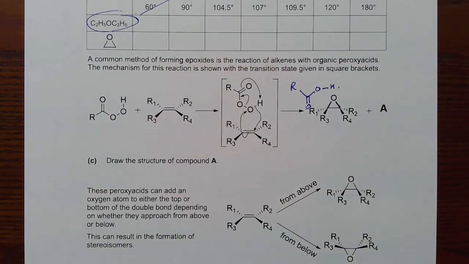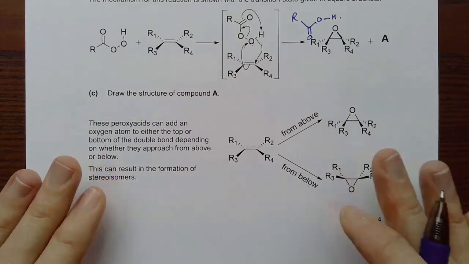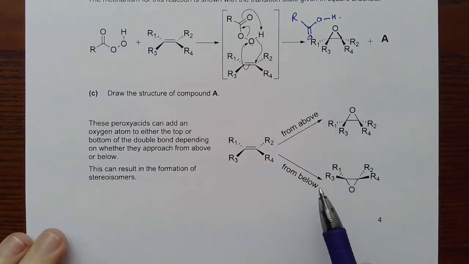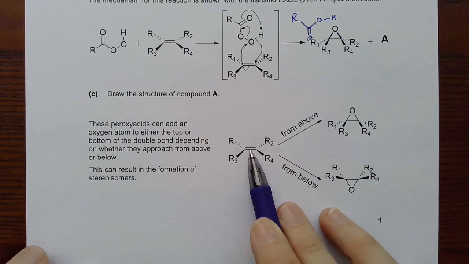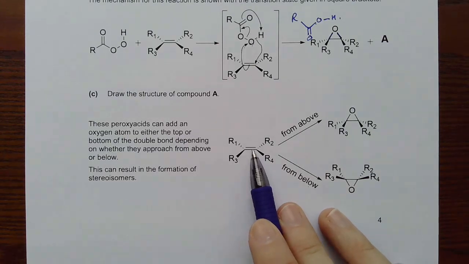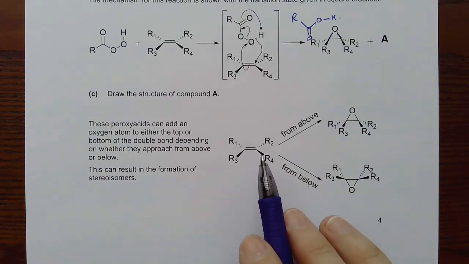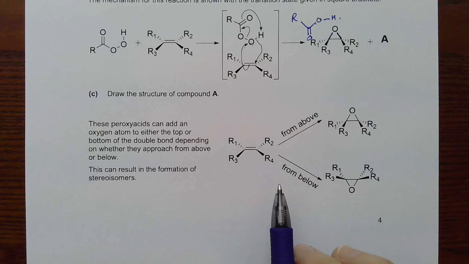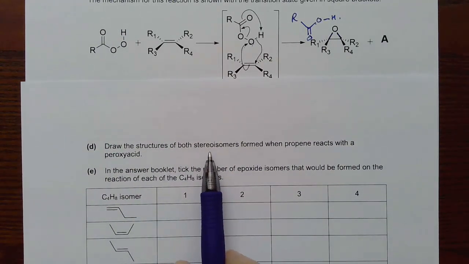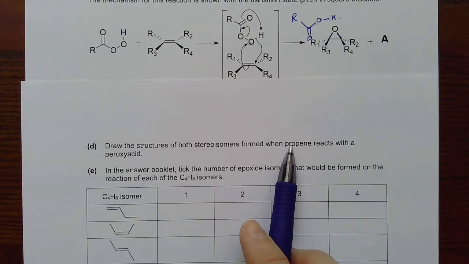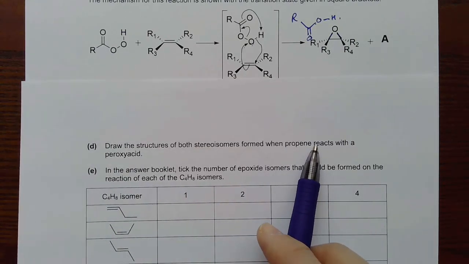Alright, now, a little bit of stereochemistry. So, it can be added either from the top or the bottom. Now, if it's symmetric, it's probably just going to give you one isomer, and if it's asymmetric, it's probably going to give you two isomers. So, what are we asked to do? We are asked to draw the structures of both stereoisomers formed when propene reacts with a peroxy acid.